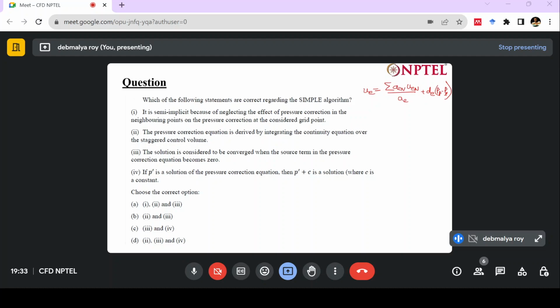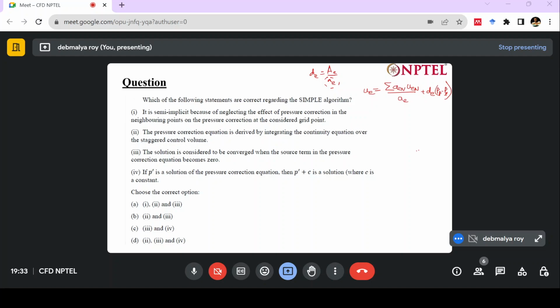So AE is from this U itself, and this is DE. This is a coefficient for the pressure. This is basically the control volume area at this particular interface, the east interface, divided by A. So this DE is basically AE divided by E. This AE comes from the momentum equation, and this capital AE is the cross-sectional area. This also comes from the momentum equation, basically simply by integrating.